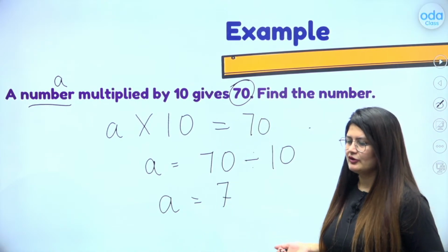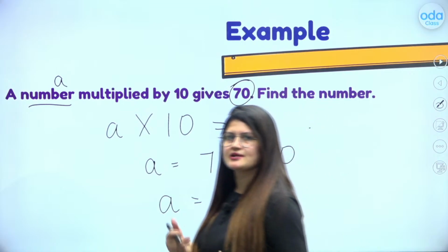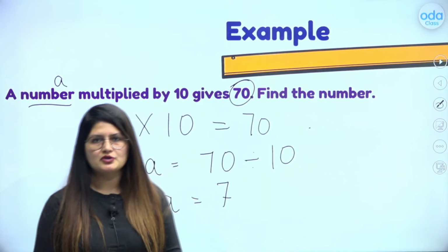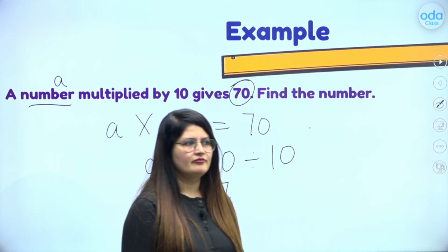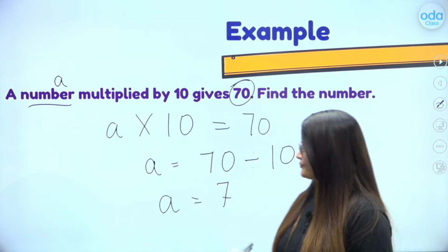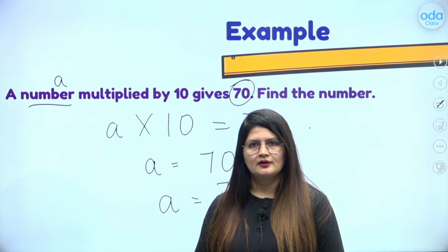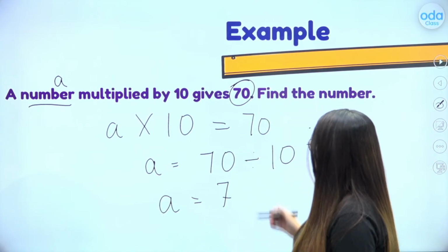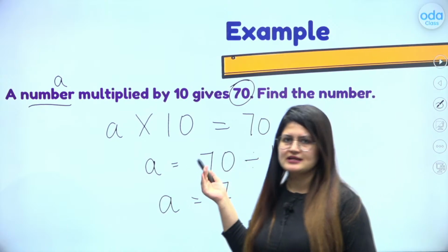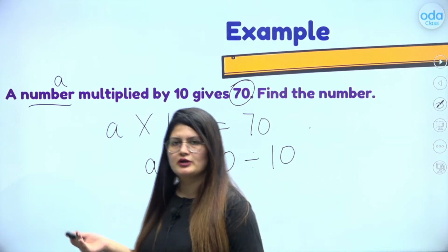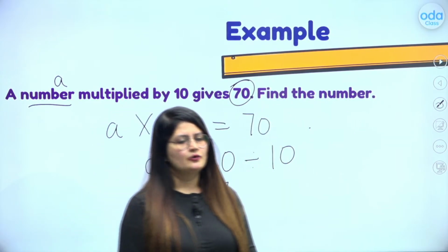So that means you're going to get the value of a as 7 here. So clearly, we can also check our answer. That's the best thing when we are talking about the formation of equations, right? Whenever you get the answer, you can always and always check your answer. Okay, so here we could see that yes, 7 multiplied by 10 gives you 70. So definitely our answer is right.